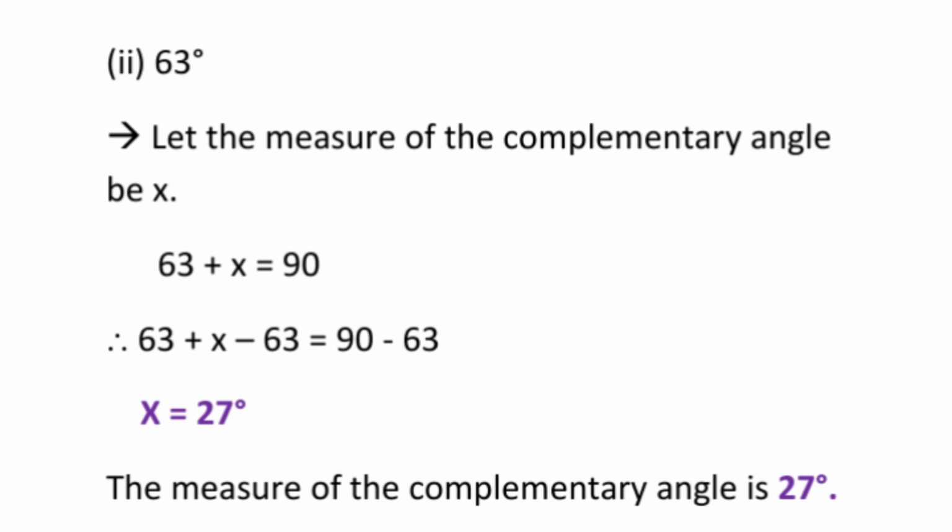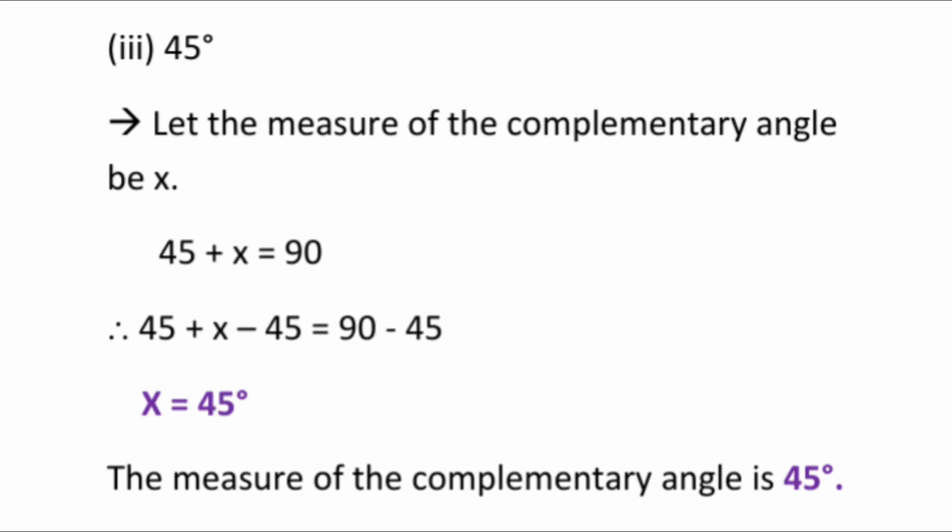Second one, 63 degrees. Let the measure of the complementary angle be x. Instead of x, you can take any variable: a, b, c, p, q, r, x, y, anything. So it is not compulsory that every time you will take the variable x. Then 63 plus x is equal to 90. Therefore, subtracting 63 from both the sides, we have x is equal to 27 degrees. So the measure of the complementary angle of 63 degrees is 27 degrees.